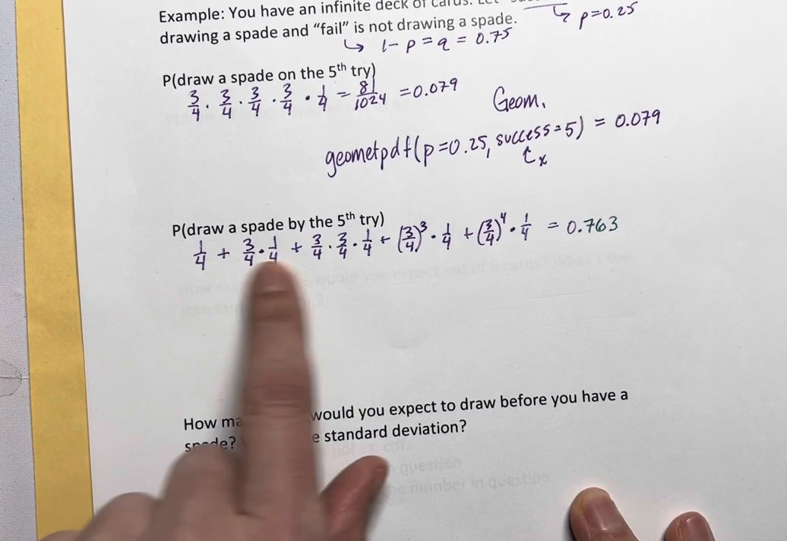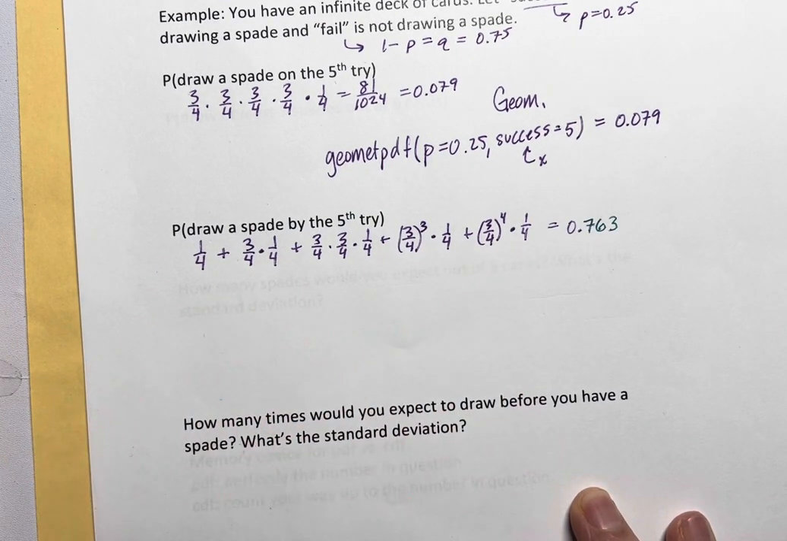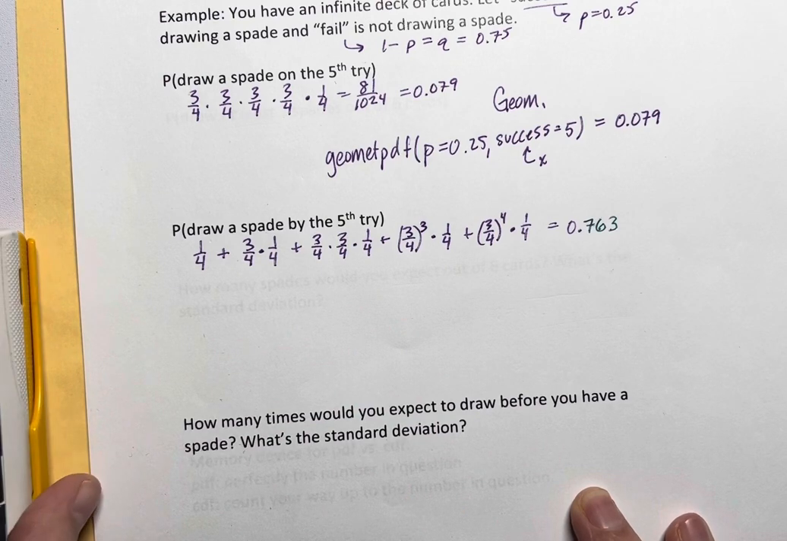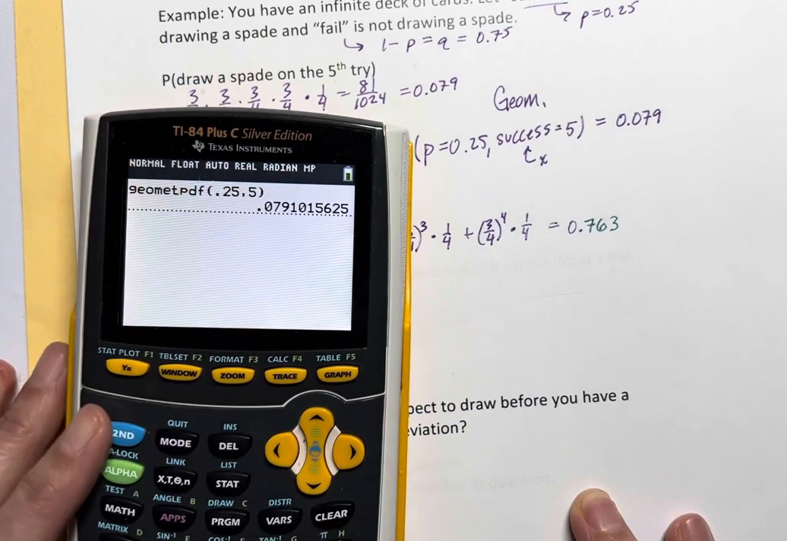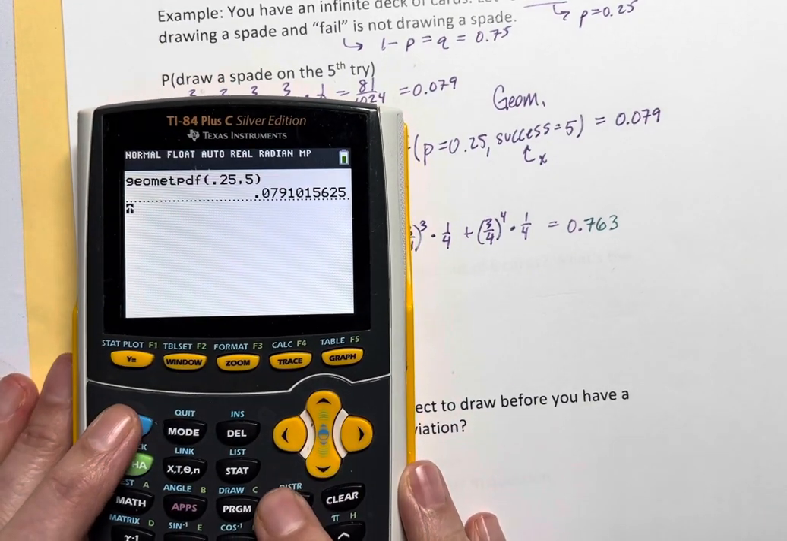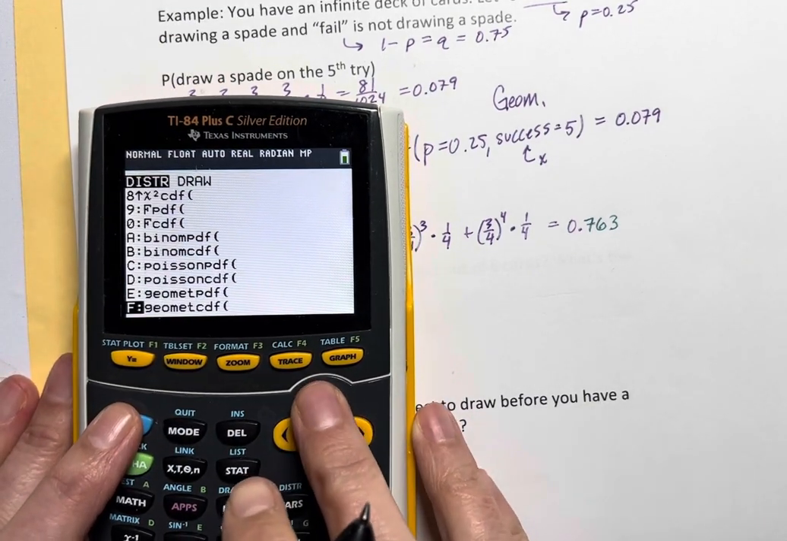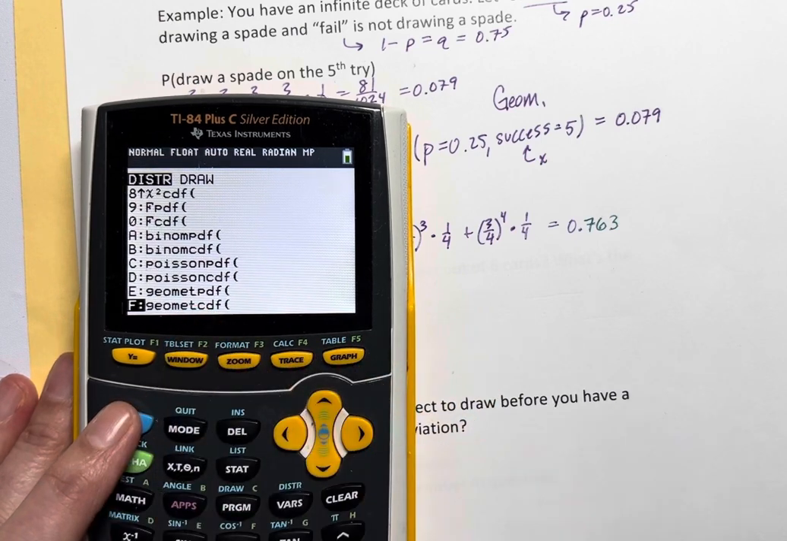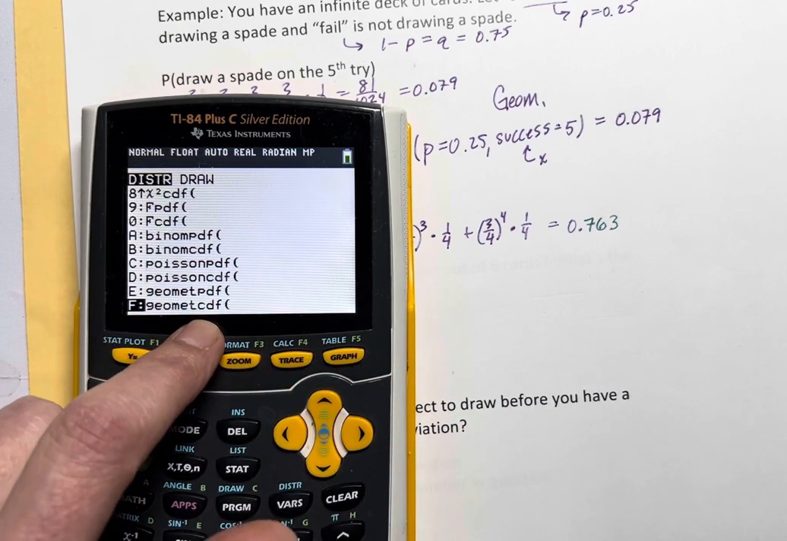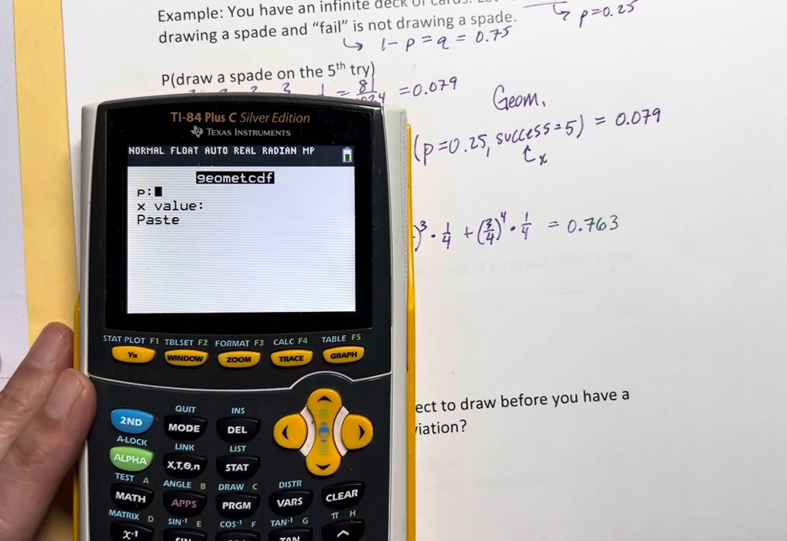So this was, you know, cumbersome enough with the 5th try, but would you want to have to do that for the 10th try? Probably not. So we go back into that second distribution, and then we arrow up again and choose that geometCDF this time, as in we're counting our way up. It looks just the same as before.